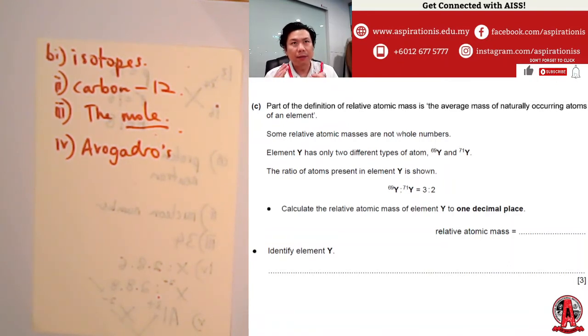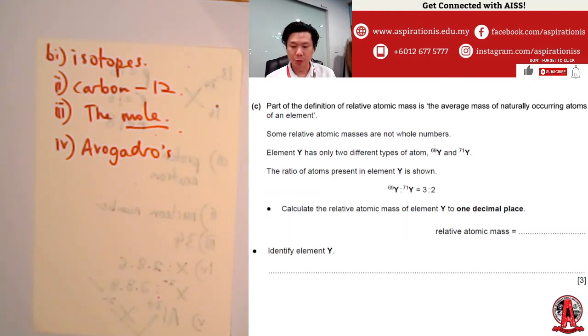Alright, meaning for a particular element, for example sodium, you can have different versions of sodium. You can have sodium 23, you can have sodium 24, but the number that is found in the periodic table is the relative atomic mass, which means that it is the average. So the mass numbers that you see in the periodic table, they are all relative atomic mass. It means that they are all the average of different versions of the atoms of the same element.